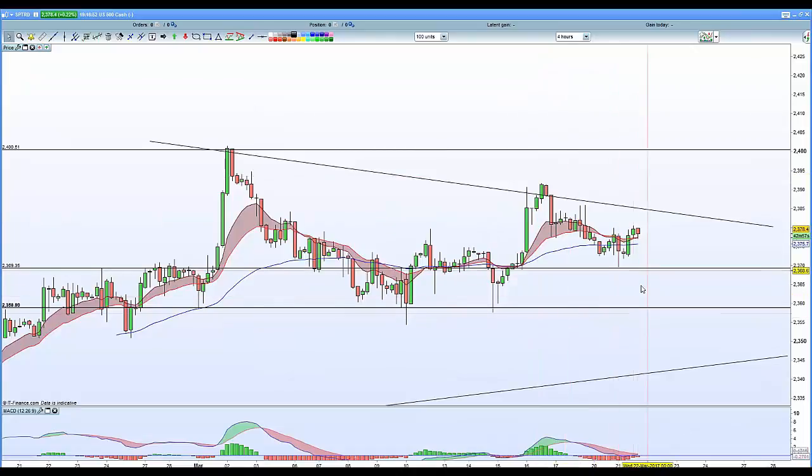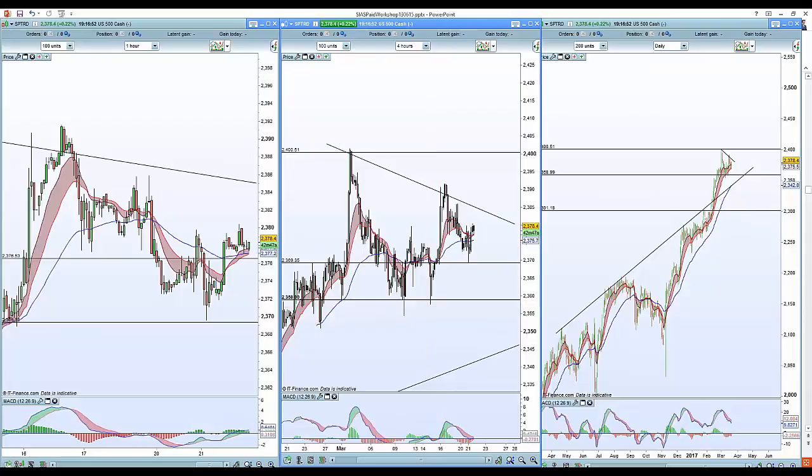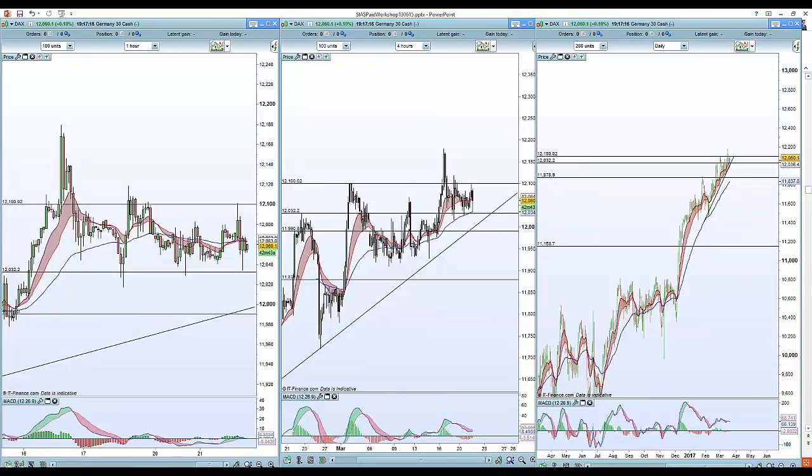So the support is either 2370, 2360. If not, you're looking at it back to about 2385 or so. Right now where we are, I'm not that keen to touch it. So there's the S&P for you. Going to the DAX. If you have any questions, feel free to just jump in.